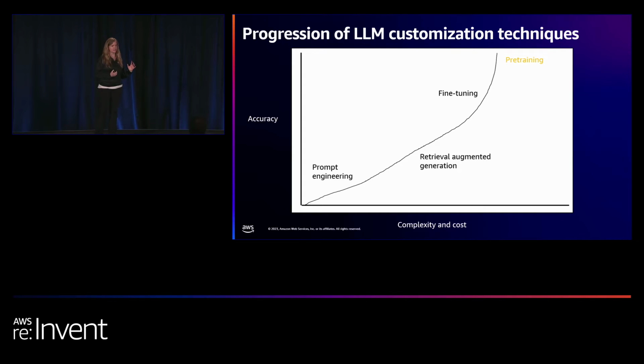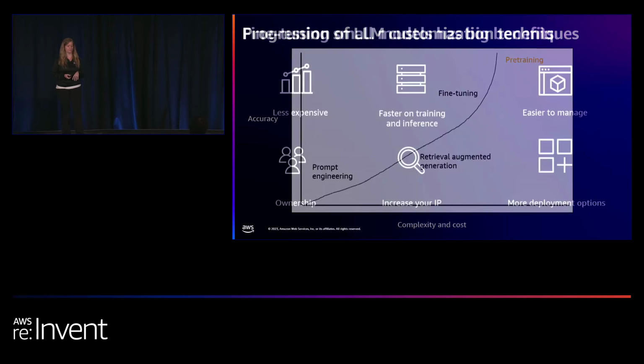All of these techniques, however, pale in comparison to the holy grail, which is pre-training, which is creating a net new foundation model. And so all of these techniques are available on SageMaker and well supported by the stack. So we're going to learn how to move from fine-tuning into pre-training during our session here today.